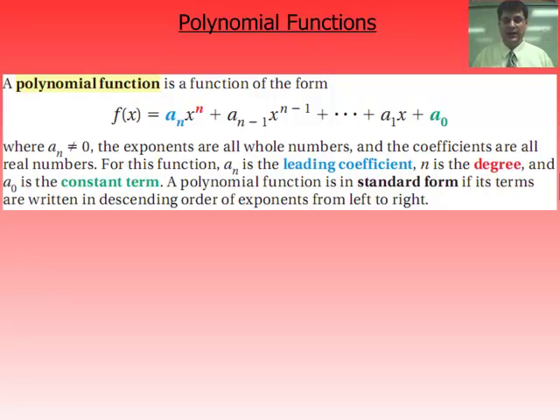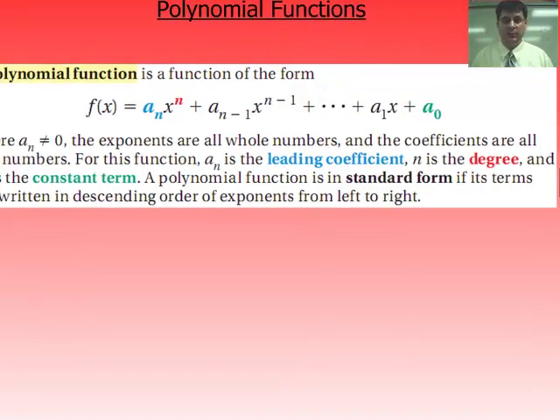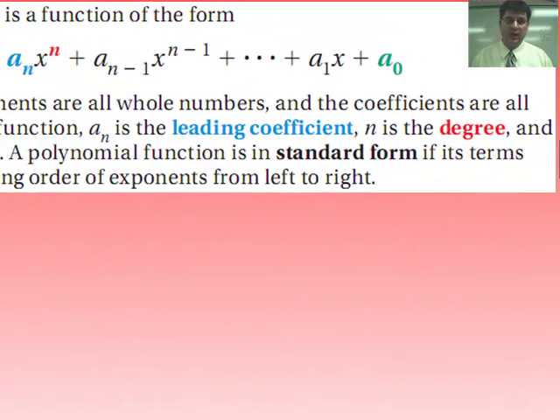plus a sub n minus 1, x to the n minus 1, plus dot dot dot, a sub 1 x plus a sub 0, where the a's represent coefficients, the x is your variable, and then the n's represent your exponents. The dot dot dot means there can be a whole bunch of other terms in between there. It can be any number of terms. And the final a sub 0 simply means that it is a constant.